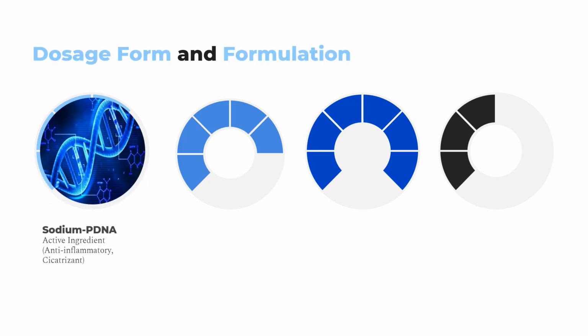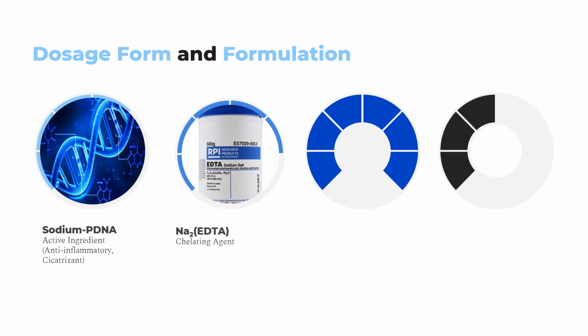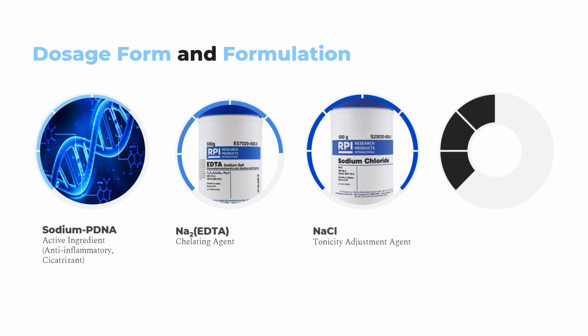The active ingredient of Rian eye drop is sodium polydeoxyribonucleotide, which has anti-inflammatory and cicatrizing effects on the eye's tissue. Because it's a ribonucleotide, it's fairly unstable in the presence of metallic ions. To combat this problem, we use sodium edetate dihydrate as a chelating agent. To avoid irritation and soreness from direct contact with the eye, the drug must be as isotonic as possible. Therefore, a tonicity adjustment agent, sodium chloride, is used in this formulation.